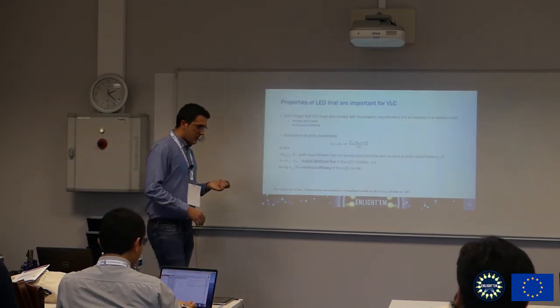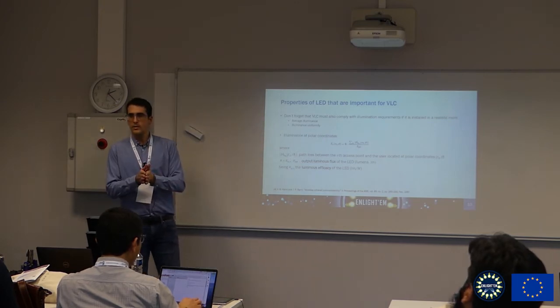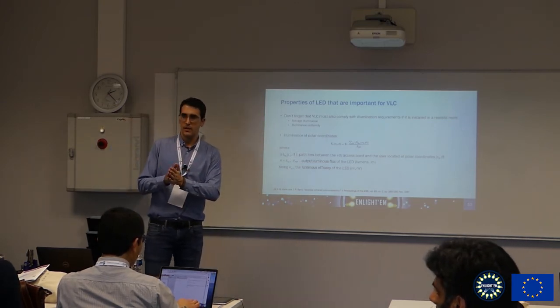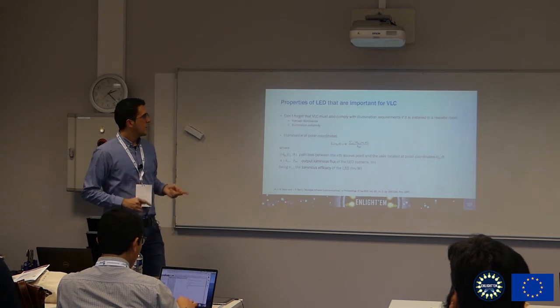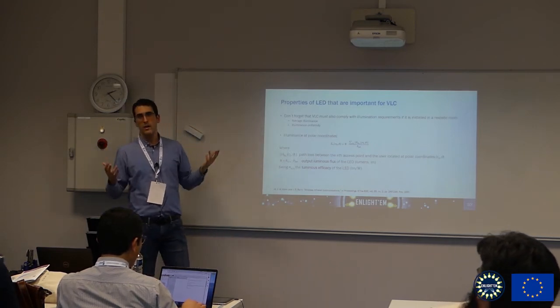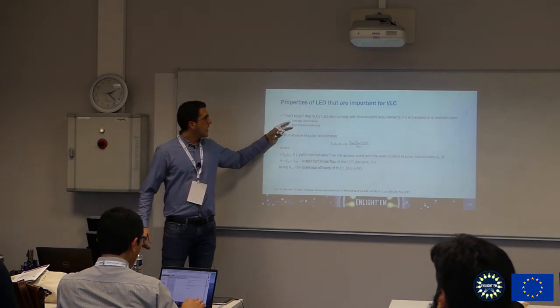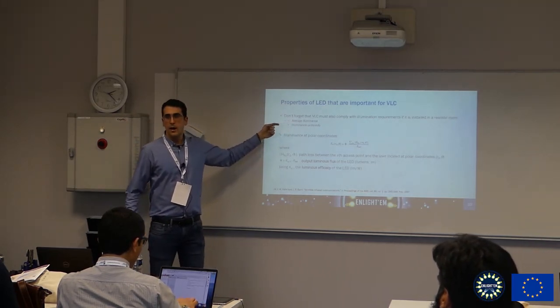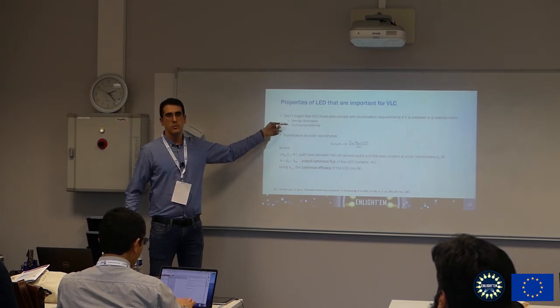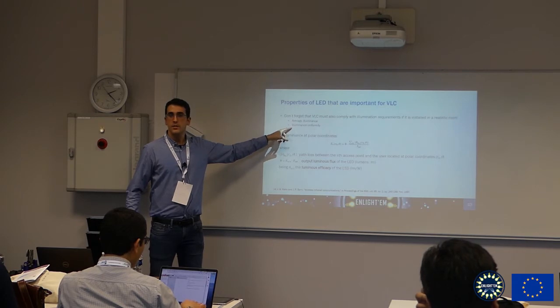So don't forget that VLC is for communicating, but basically it's also for illumination. We don't have to forget the true side is for VLC. So we have to comply with some regulation in terms of illumination, okay? And basically we have to comply with two metrics: the average illuminance that has to be larger than a certain value, and also the illuminance uniformity.